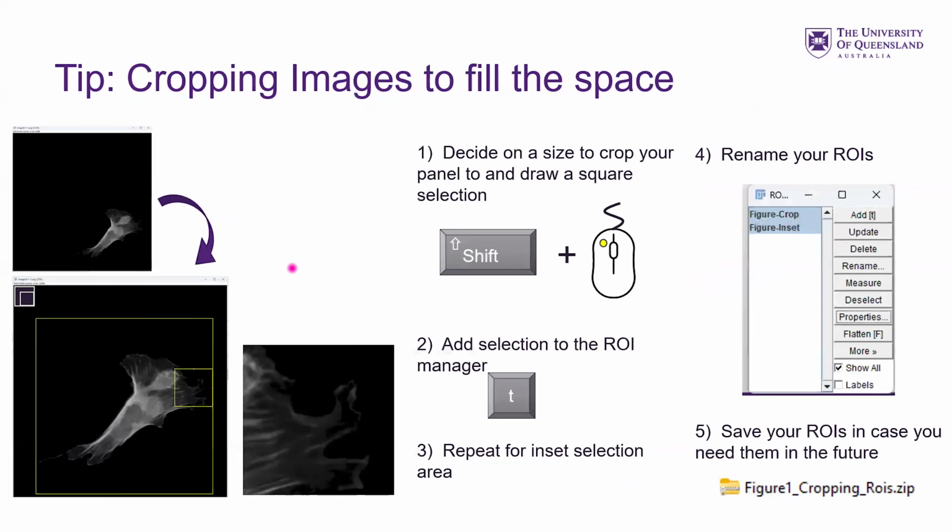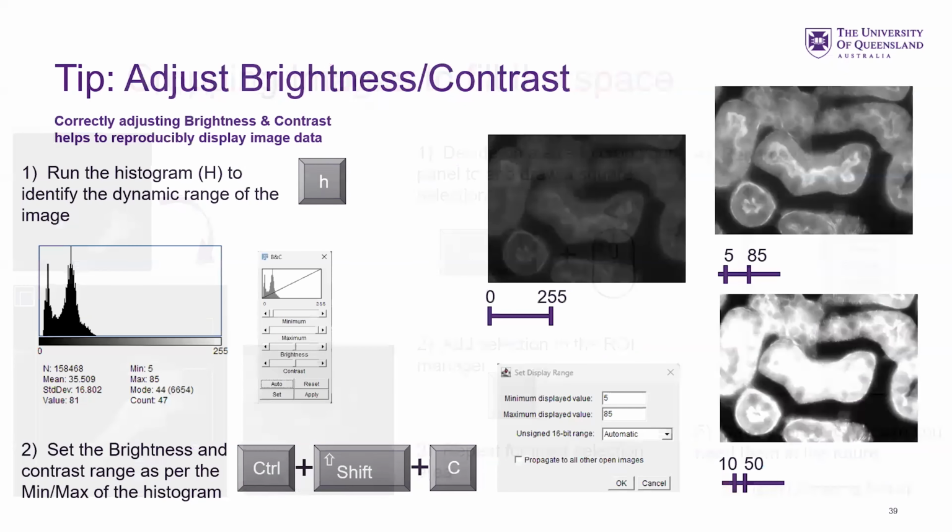When you crop, I would suggest that you store them as ROIs and then save out the ROI as a zip. This is from my own experience. Having these all at the same size makes it way easier to reproduce.